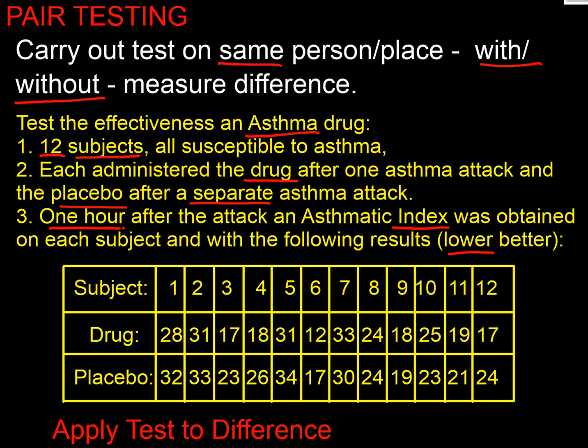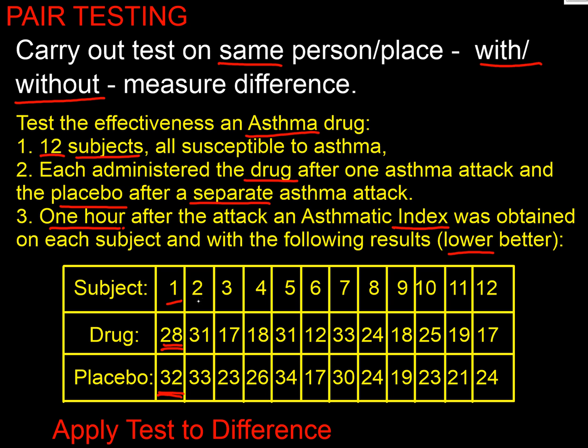So for subject number 1, they have an asthma attack and we give them the drug, and their perception of it is they give it an index value of 28. On another occasion, they have an asthma attack and we give them the placebo, and their perception of its benefit is ranked at 32. So this person thinks the drug is better than the placebo. They've ranked them 28 to 32.